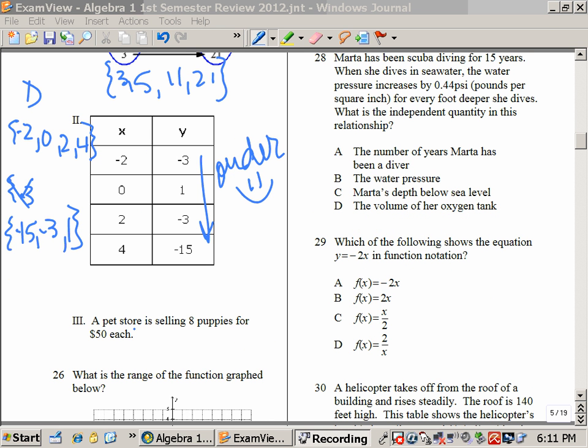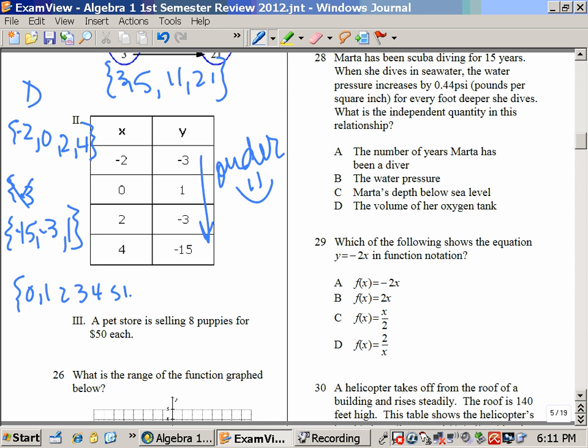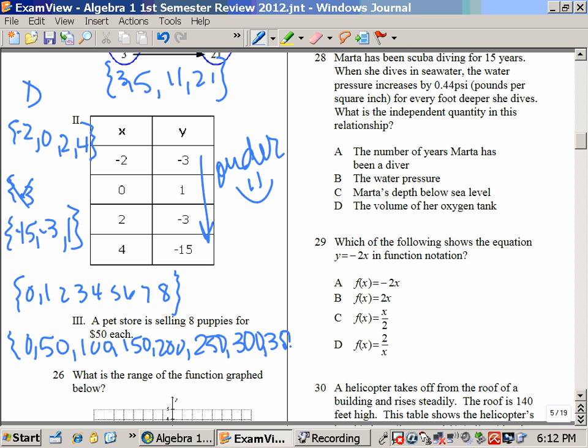Number 3, a pet store is selling 8 puppies for $50 each. So I could start my domain at 0, 1, 2, 3, 4, 5, 6, 7, 8 puppies. And then my range is going to be the cost of those puppies. 0 would be 0, 50, 100, 150, 200, 250, 300, 350, and I'm going to stop at 400 because that is the cost of 8 puppies.